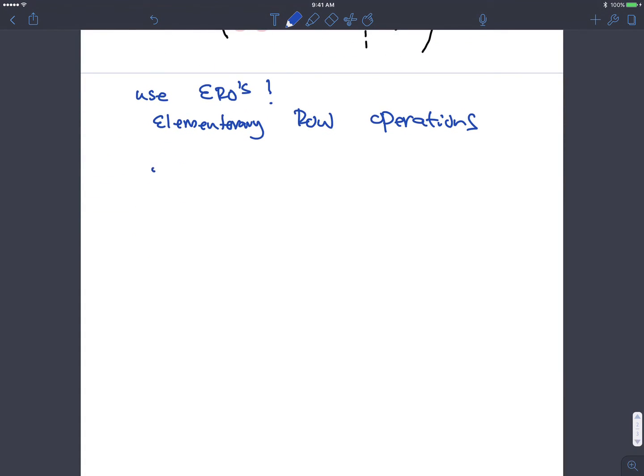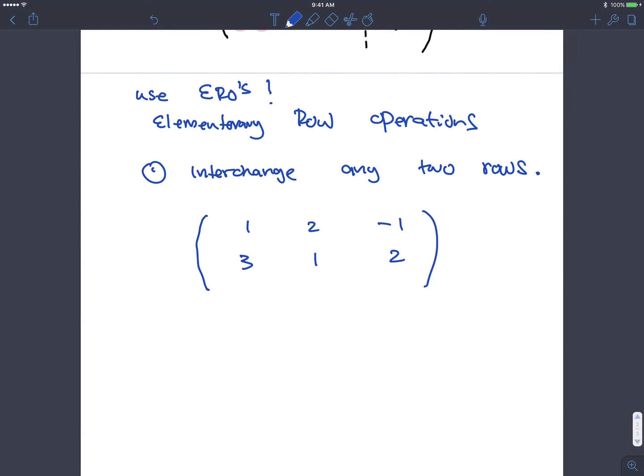Here's the first ERO. We can interchange any two rows. We can interchange any two rows. So if we go back to the original matrix here, again, I'm going to try to do this with an iPad here. You got 1, 2, -1, 3, 1, and 2. So the first example, I'll go through how to go with this process.